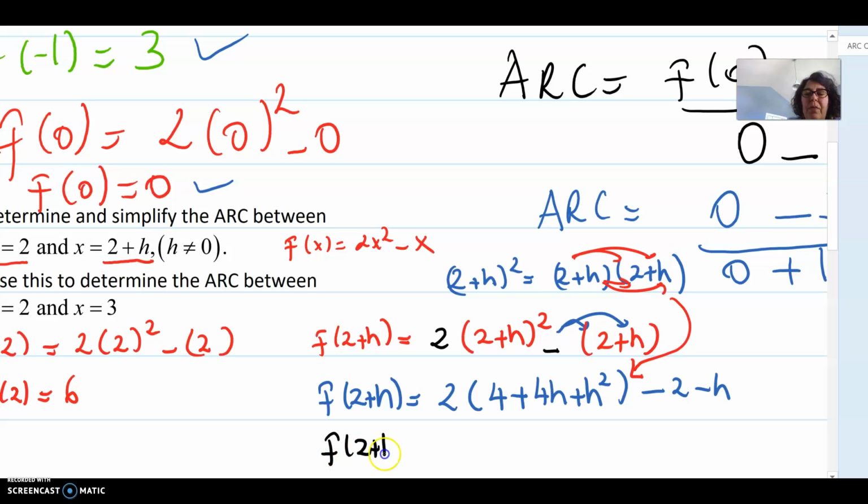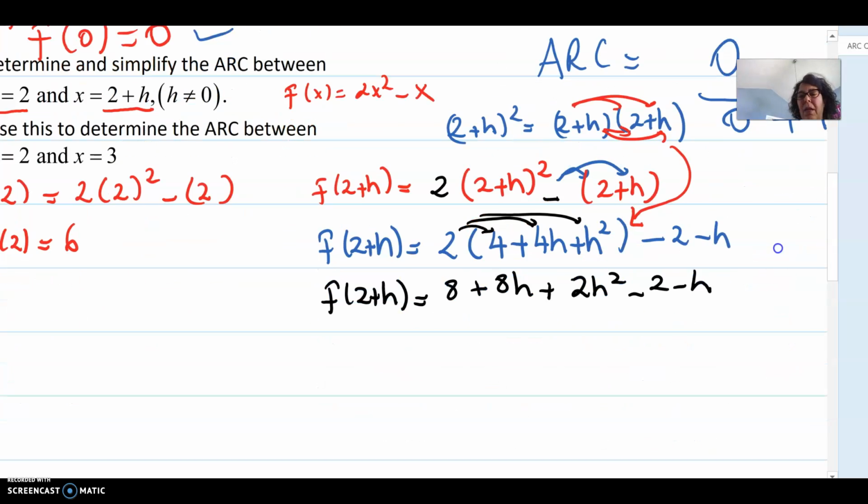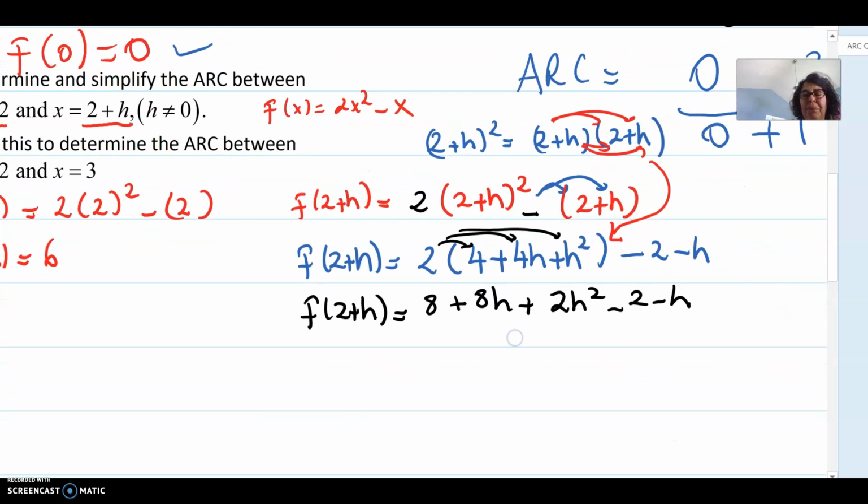Then if you distribute that portion, 2 plus h becomes 8 plus h plus 2h squared minus 2 minus h, then we need to do some simplification here. That will be 2h squared. So I've got 8h minus h, that will be 7h, and I also have 8 minus 2, which will be plus 6.